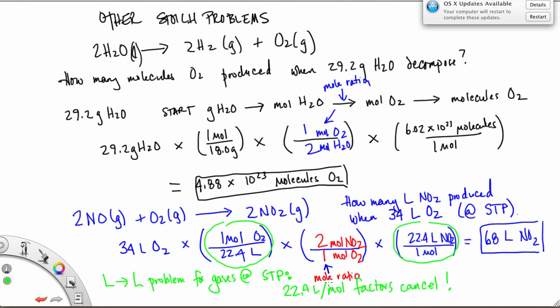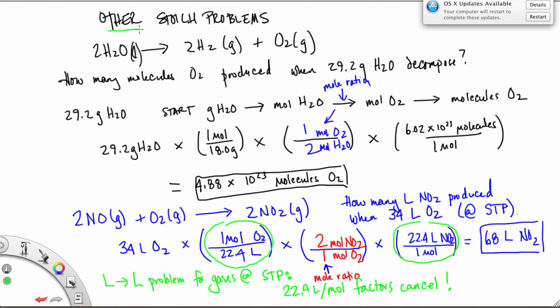You don't need them. Now it's okay if you set up the problem with them. You'll just discover as you're working the problem that they will cancel out. But I wanted to point that out to you. Everything here is a gas. Our reactants and products are gases. So we're going from liters to liters. We don't need these two conversions of 22.4 liters in a mole.